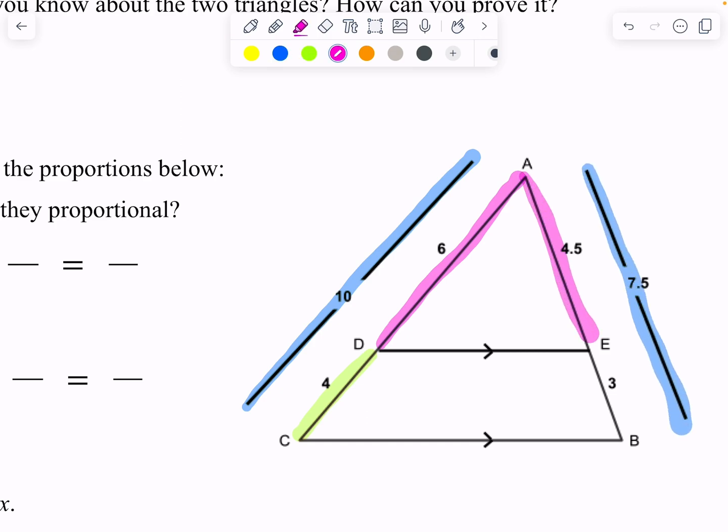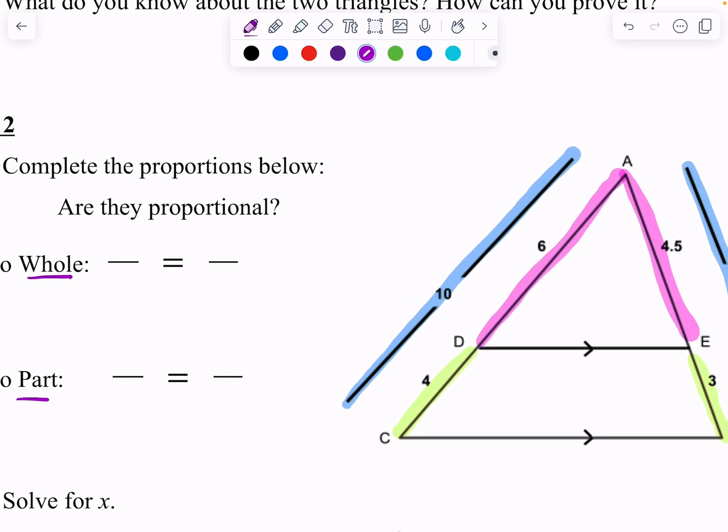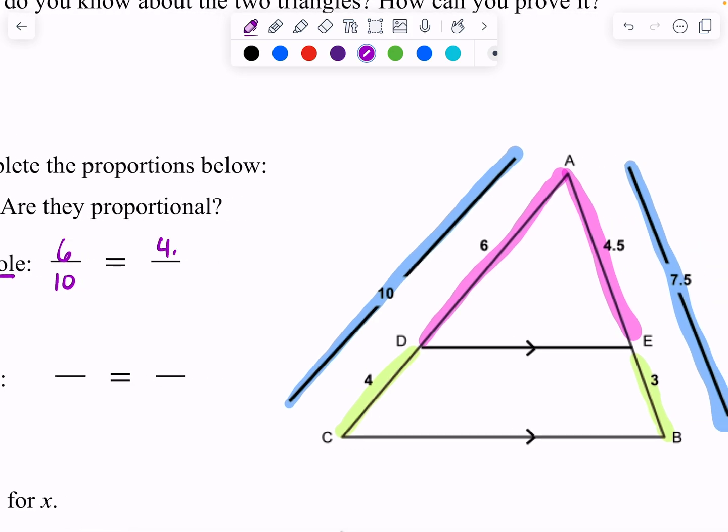So if I match up my colors here, I could set up proportions like, and there's really two different ones. I could set up 6 to 10, and over here 4.5 to 7.5. I could have done 4 to 10 and 3 to 7.5. So that part to whole, me going from a small segment to the entire segment, that's one type of proportion. And when you do these, they all equal out. They always work, right? This is 45, this is 45. So every time you do part to whole, it works great.